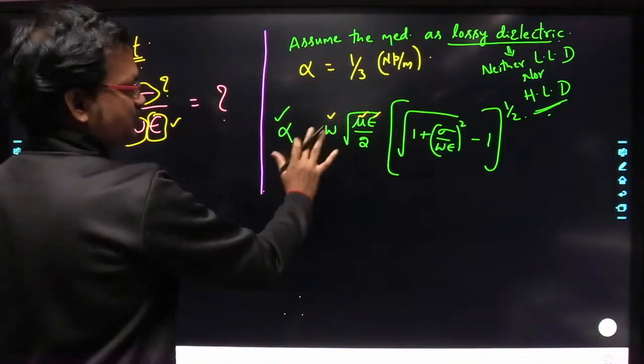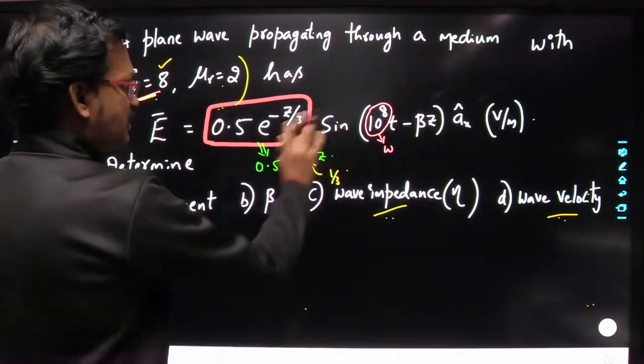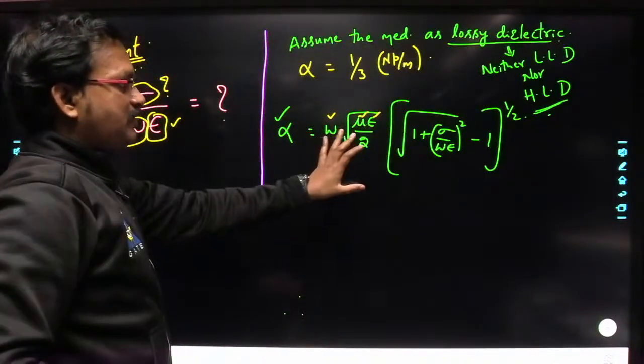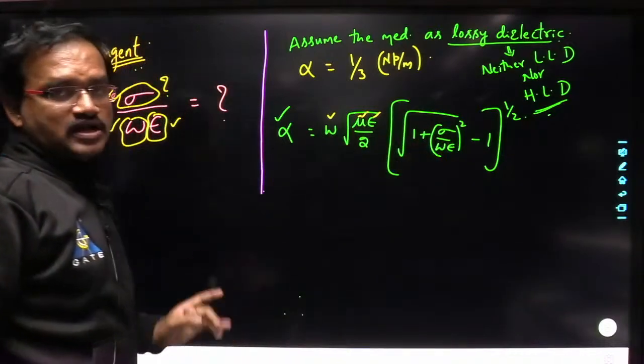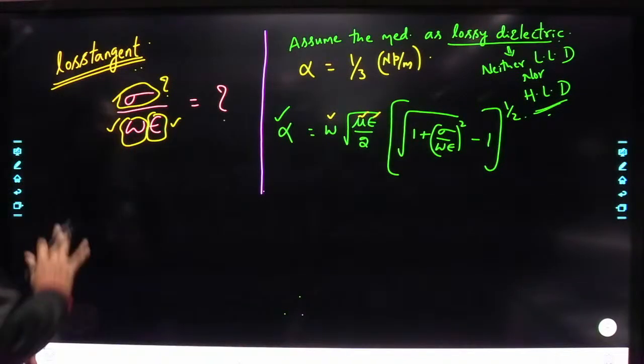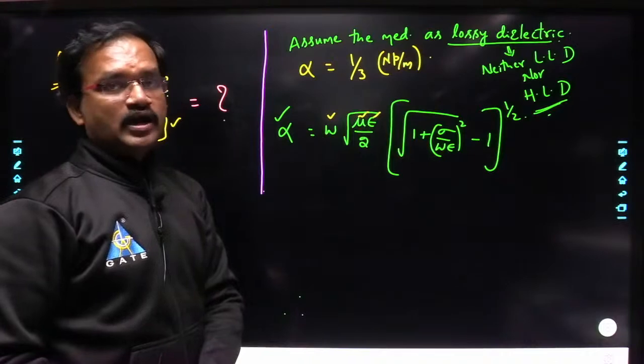So from this expression, omega value also we know, right? So from this expression we can determine what? We can determine the sigma by omega epsilon ratio. If you determine sigma by omega epsilon ratio, then that is nothing but the loss tangent. So from this expression we can happily determine the sigma by omega epsilon ratio.